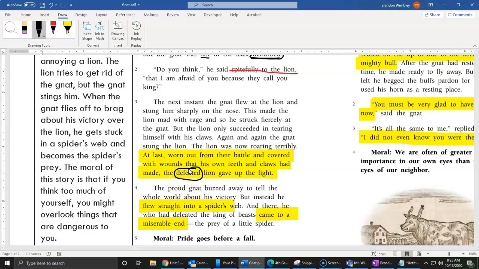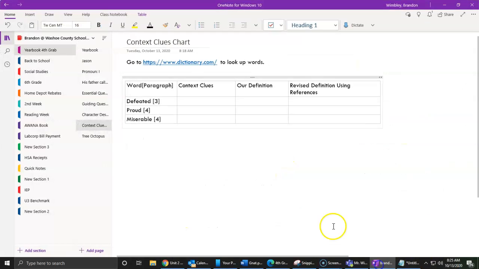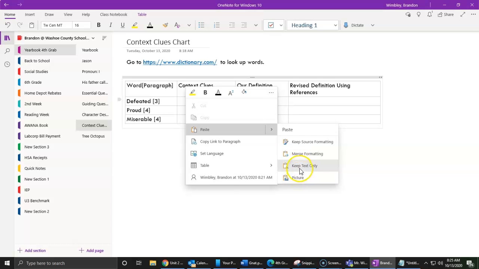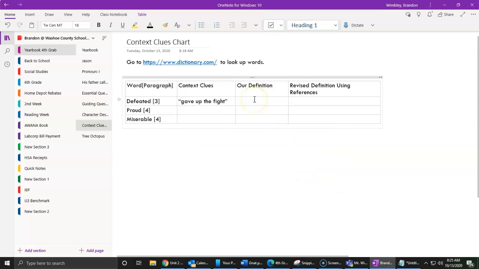So that's my word defeated. And what context clues do I have in there? Well, it's saying the lion's defeated. Maybe I don't know what it means, but it comes right after this phrase, "gave up the fight." So that's telling me that defeat has something to do with giving up a fight. So I might think it means that the lion was beaten, that this little fly beat him. So I'm going to put that in my chart. My context clues, what words helped me figure out what defeated means, was gave up the fight. And our definition is, I think defeated means beaten.